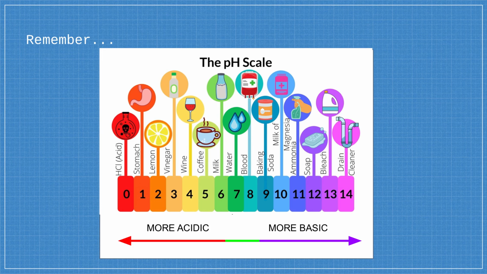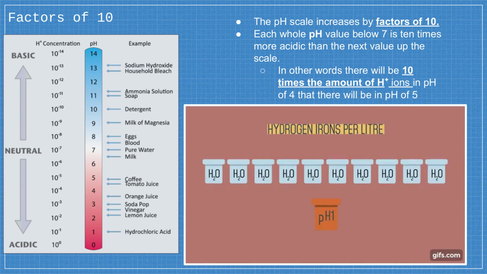If you recall the pH scale, the more acidic items are between 0 and 6 on the pH scale, neutral is 7, and bases are between 8 and 14 on the pH scale. The pH scale increases by a factor of 10. Each whole pH value below 7 is 10 times more acidic than the next value up the scale. In other words, there will be 10 times more hydrogen ions in a pH of 4 than there will be in a pH of 5.